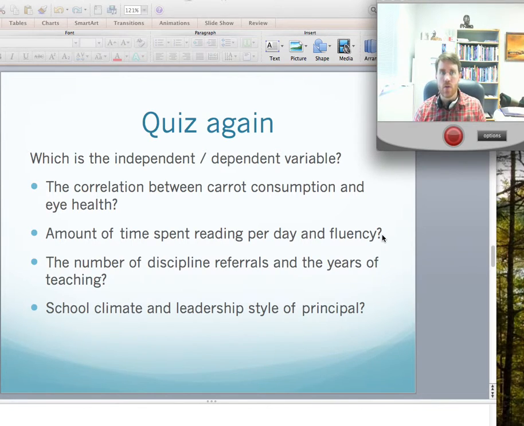So back to our quiz again. Let's identify the independent and dependent variables in these relationships that we were asking questions about before. You'll have to go back to the quiz and answer which one is the independent and which is the dependent variable in the relationships here.